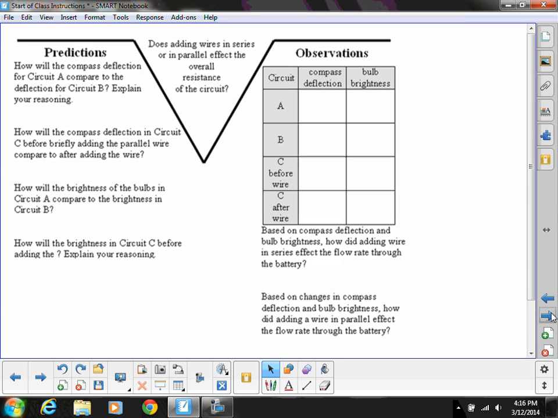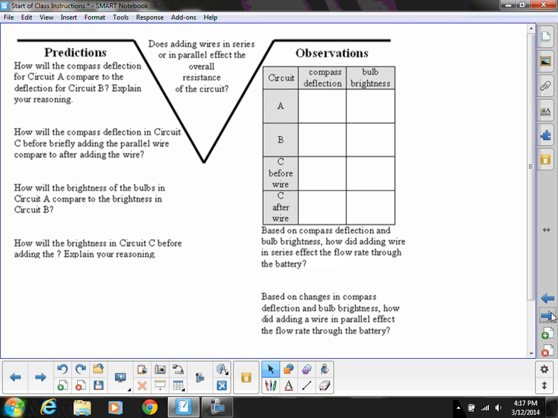The second one, how will the compass deflection in circuit C before briefly adding the parallel wire compare to after adding the wire? The third one, how will the brightness of the bulbs in circuit A compare to the brightness in circuit B? And how will the brightness in circuit C before adding the extra wire, I guess it got cut off, affect the brightness? Explain your reasoning. So you need to add all of those predictions there.